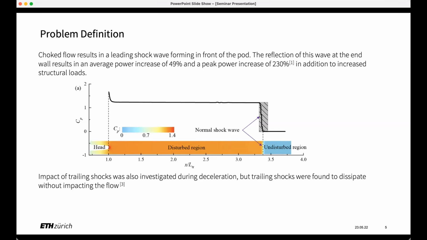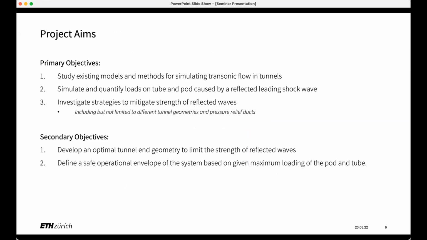We also looked at the impact of the trailing shockwaves. As you'll see in the flow structures in some later images, there are some shockwaves behind the train that form as well. And those actually just dissipate when you decelerate. So they were found not to be a concern.